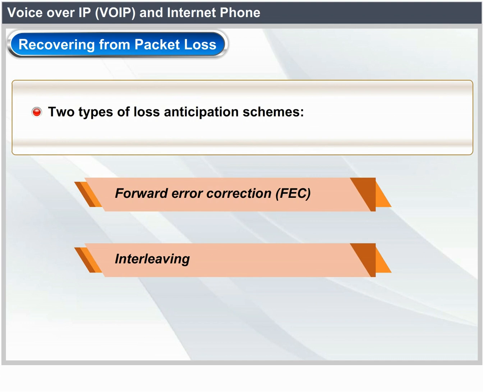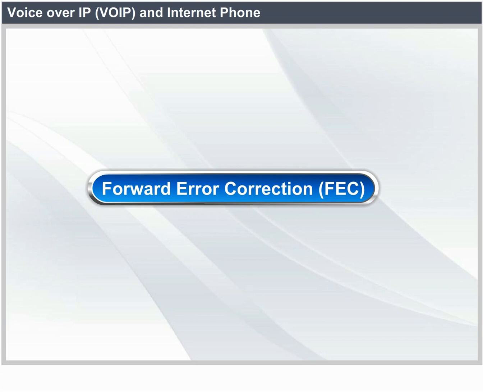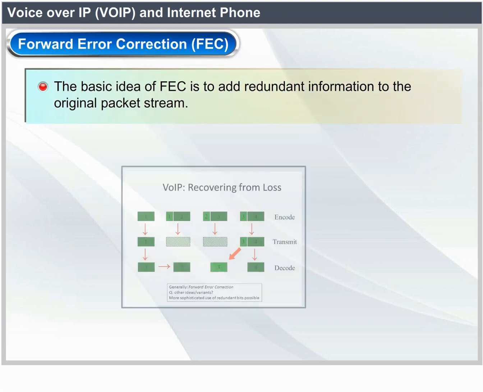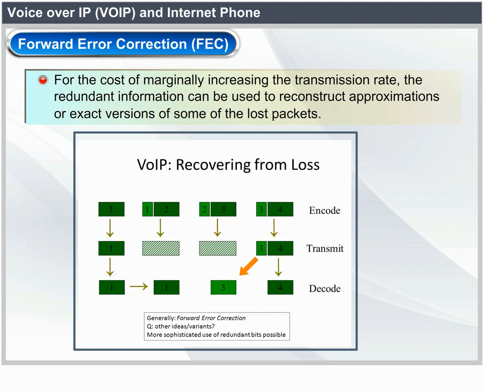Forward error correction. The basic idea of FEC is to add redundant information to the original packet stream. For the cost of marginally increasing the transmission rate, the redundant information can be used to reconstruct approximations or exact versions of some of the lost packets.